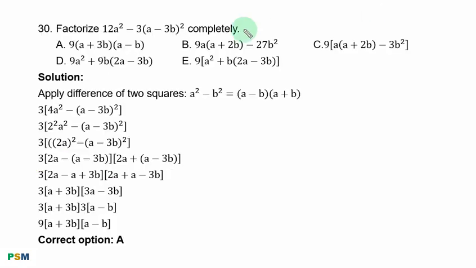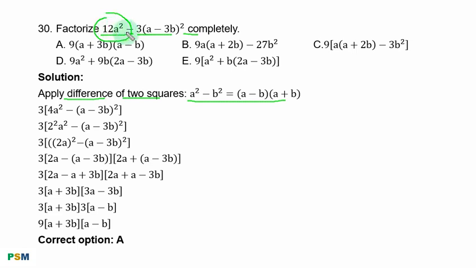Question 30. Factorize 12a squared minus 3 bracket open a minus 3b squared completely. Solution: apply difference of two squares, something like this. So a is squared, b is also squared. It means we need to square everything here, but we cannot achieve that because 12 is not a perfect square.